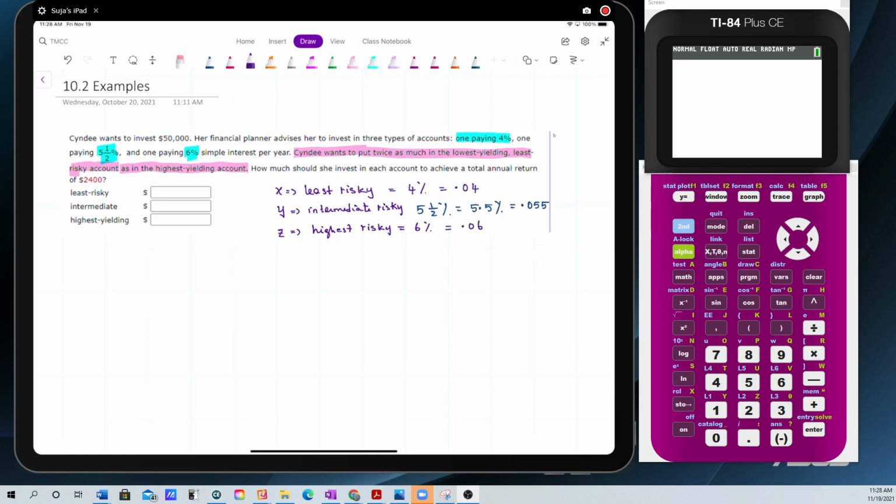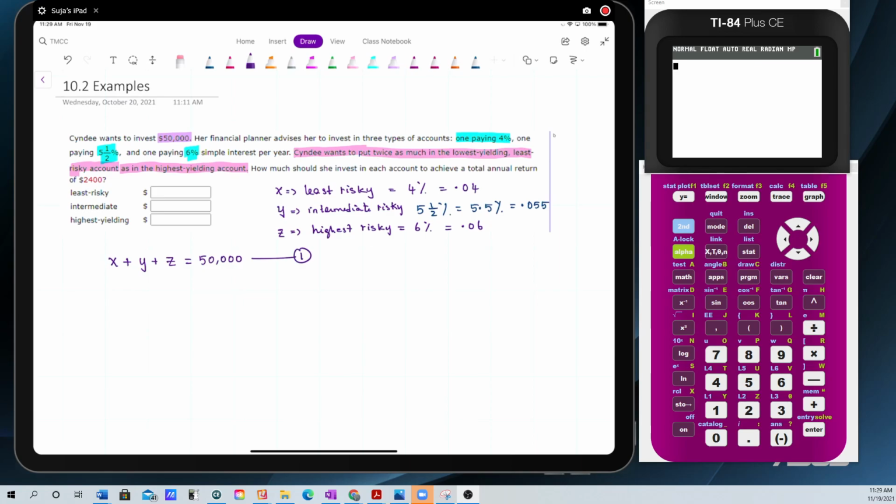Okay, so first of all, I have 3 variables, so I'm looking for 3 equations. So how do I get the 3 equations? The first one is, since the total amount invested is going to be $50,000, and since it's going to be distributed in X, Y, and Z, I can write one of the equations as X plus Y plus Z is equal to 50,000. So this I can call equation number 1.